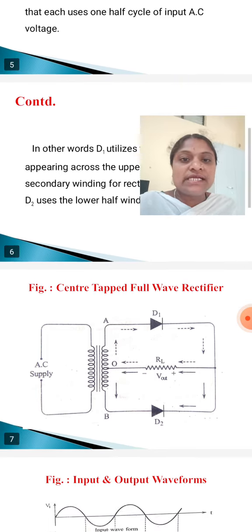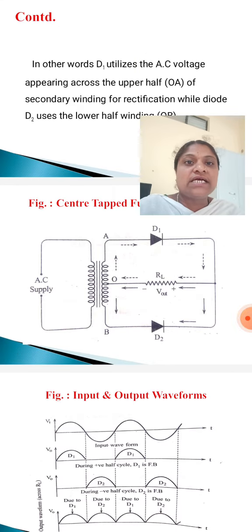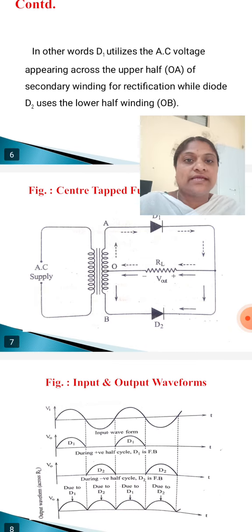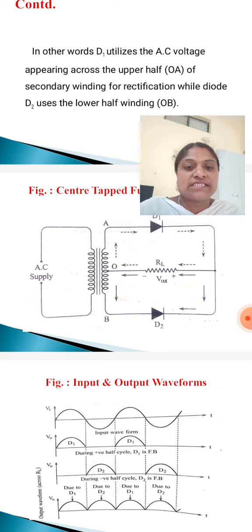In other words, D1 utilizes the AC voltage appearing across the upper half of the secondary winding, OA, for rectification. The diode D2 uses the lower half of the secondary winding, OB, for rectification.